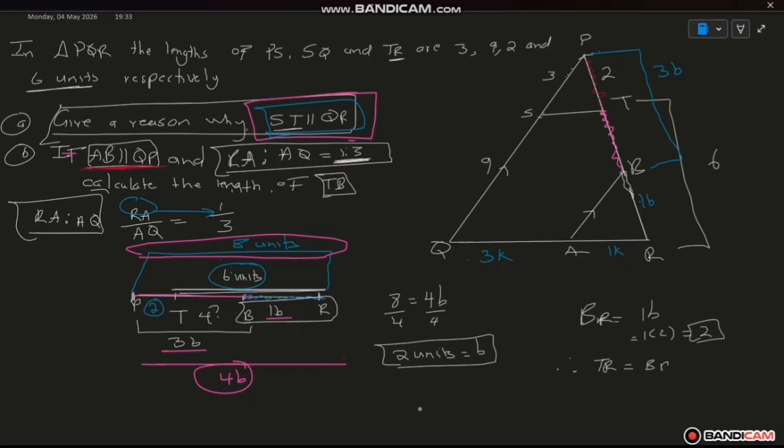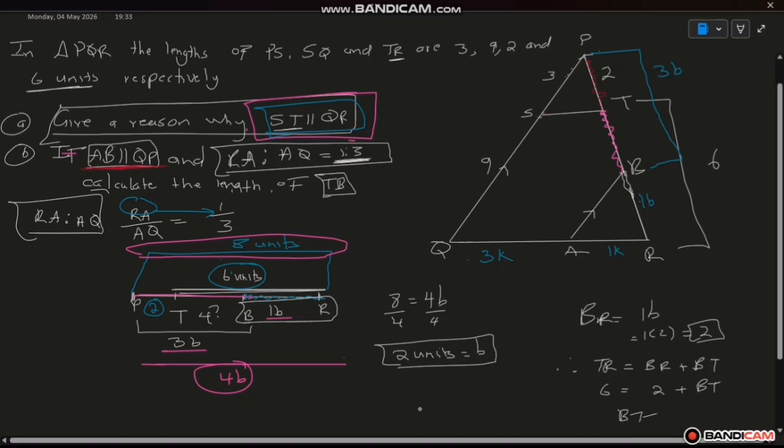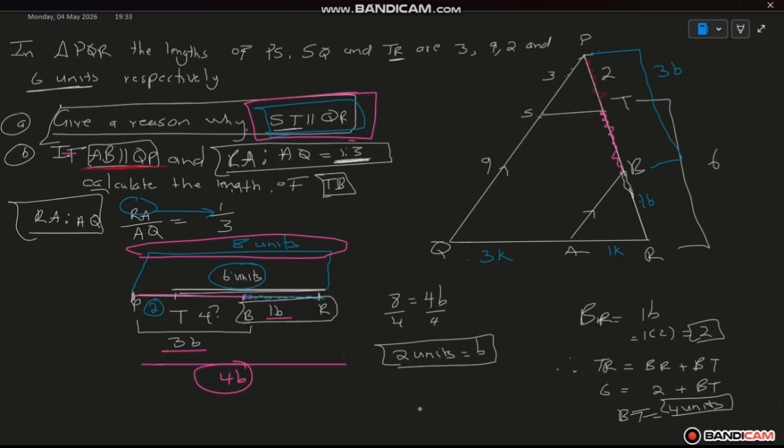Therefore TR equals BR plus BT. We do have the value of TR, it's 6. We do have the value of BR, now it's 2 plus BT. So what is the value of BT or TB? It equals 4 units. You have solved now for TB. But it needs you to understand the proportionality theorem, and when you have ratios, you must use alphabets. Those are not actual lengths.